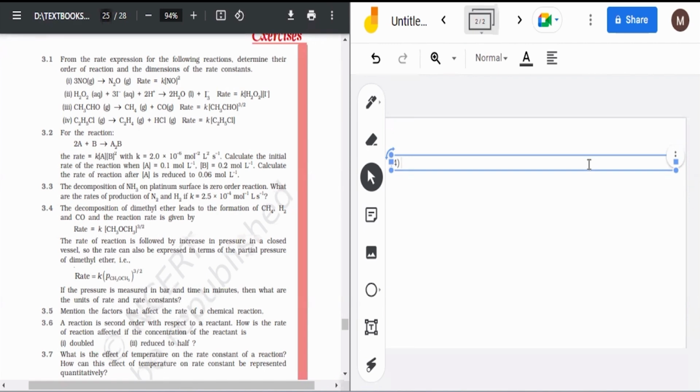Since it is given that the rate of reaction is followed by increasing pressure in a closed vessel, the rate can also be expressed in terms of partial pressure. So we have to give the unit of rate. In this case, we have to replace concentration with pressure. The unit of rate is concentration divided by time. In this case it becomes pressure divided by time. The unit of pressure is bar and time is second, so bar second inverse is our unit for rate.